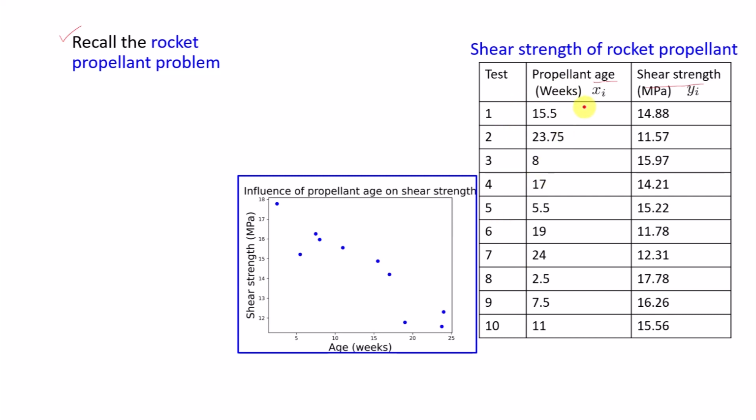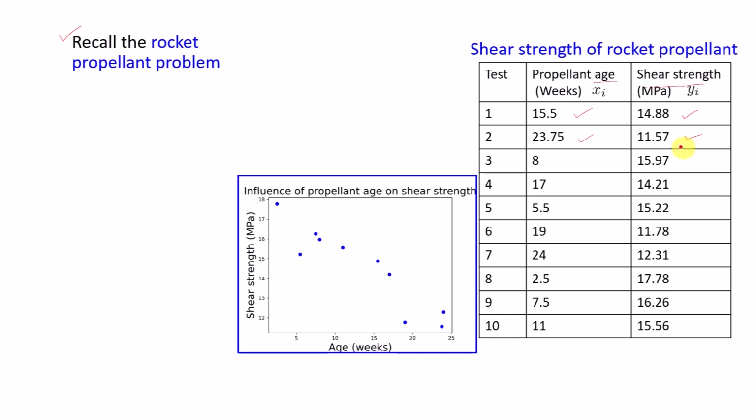And this column, X column, is the propellant age. That is 15.5, 23.75, etc., etc. Their age in weeks. In the third column, we measure the shear strength in megapascal, and it's again 14.88, 11.57, etc.